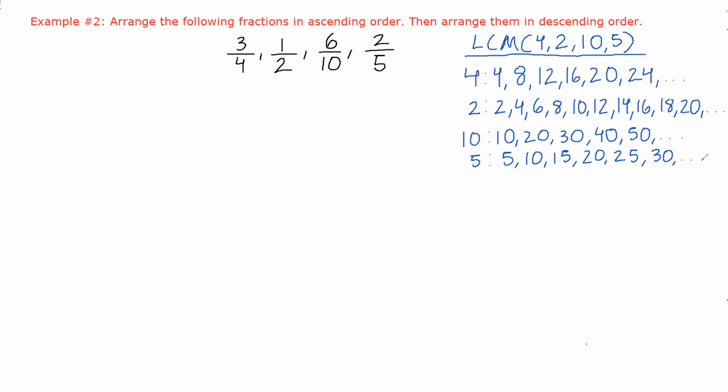Good. All right, so we have the multiples of 5, the multiples of 10, the multiples of 4, and the multiples of 2. Based on this, anyone can answer, what is the lowest common multiple of these numbers? 20. Yeah, 20. 20 is in 4. 20 is in 2. 20 is in 10.